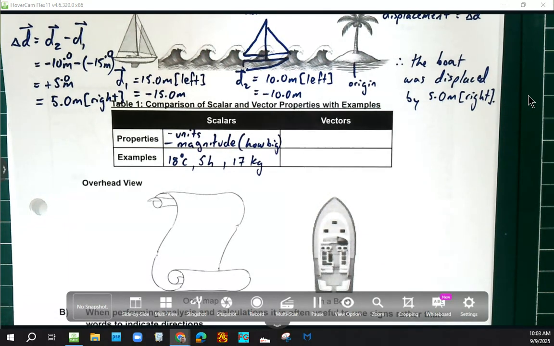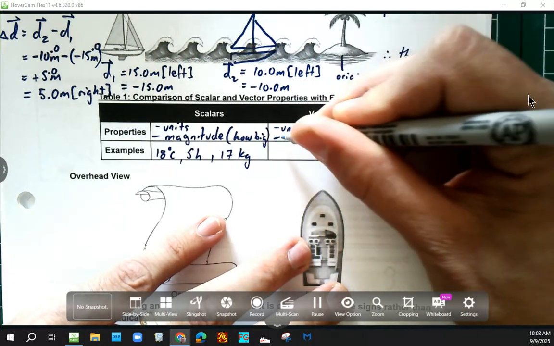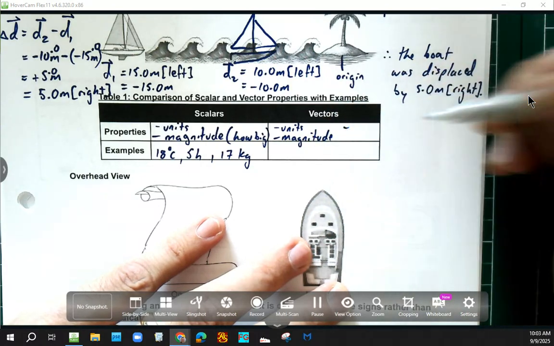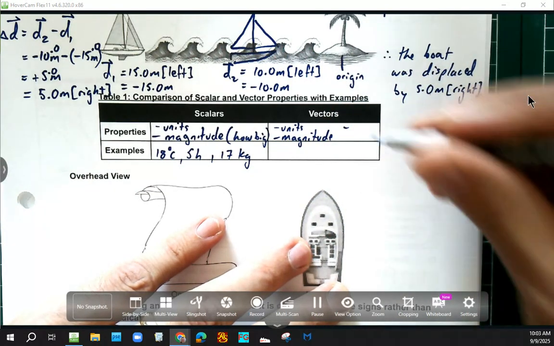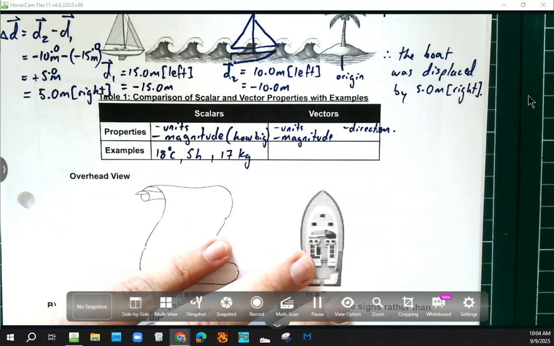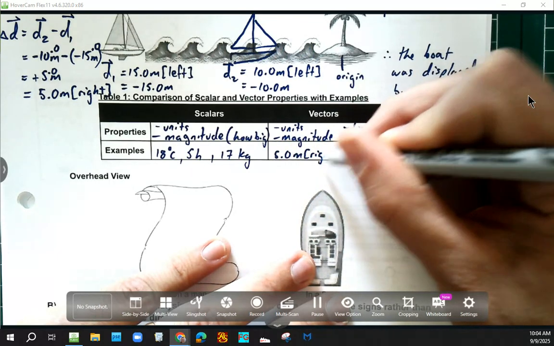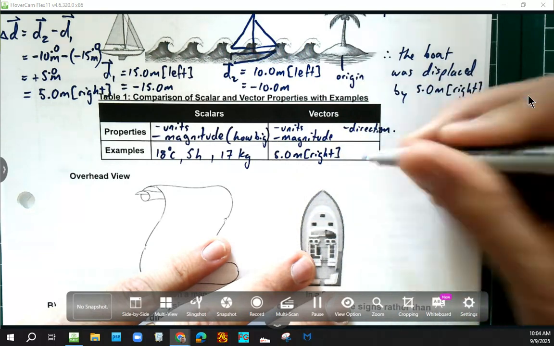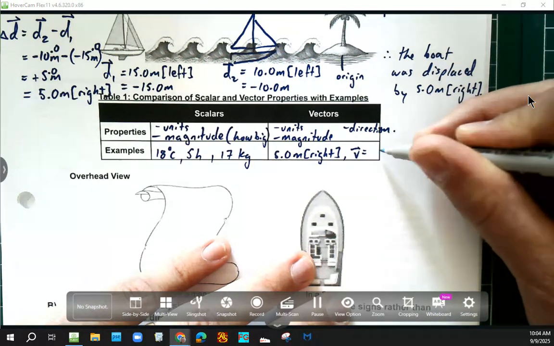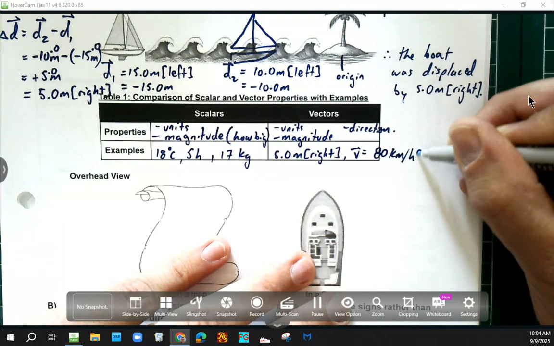When we talk about a vector, though, we say that it has units, it has magnitude, but it has this extra feature. What is it again? Direction, yeah. And so what we just did, an example would be 5.0 meters right. Another example could be a velocity, v with an arrow over top of it, 80 kilometers per hour west.